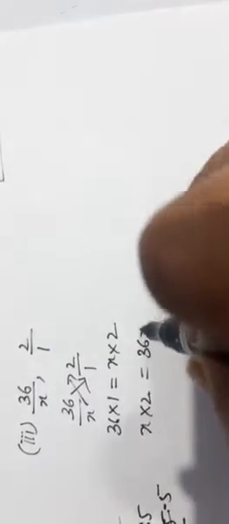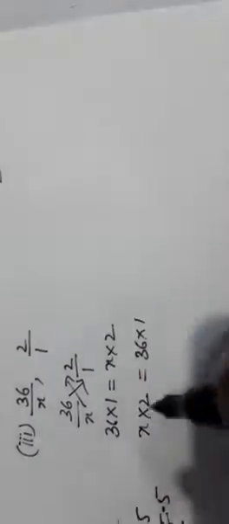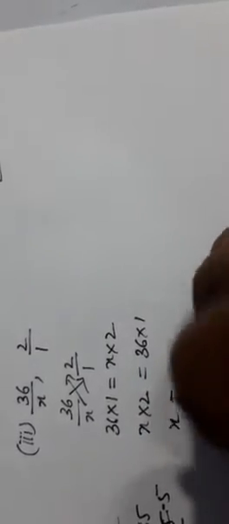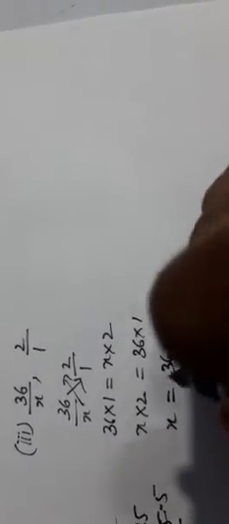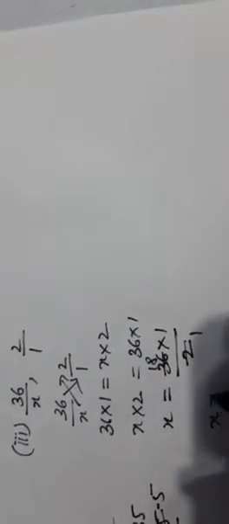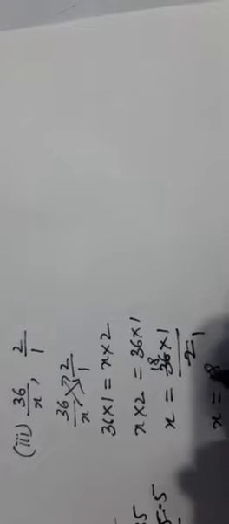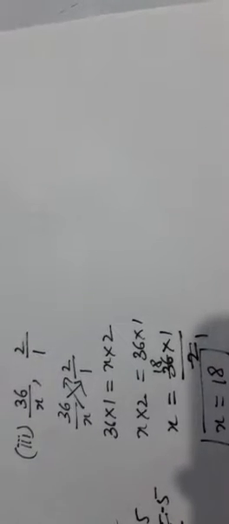Third question is 36 by x and 2 by 1. Let us cross multiply. After cross multiplying, we get 36 into 1 must be equal to x into 2. Interchange the sides, children, so that you get the value of x in the left hand side. Let us keep x in the same side. 36 into 1 divided by 2. 2 ones are 2, 18s are... x is equal to 18 ones are 18. Therefore, the value of x is 18, children.